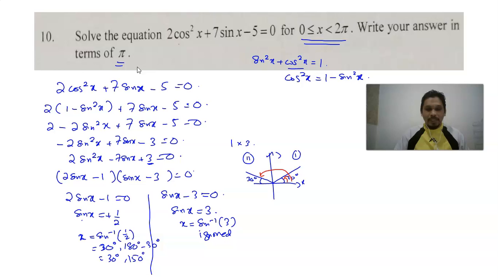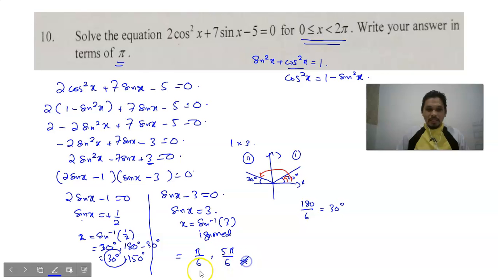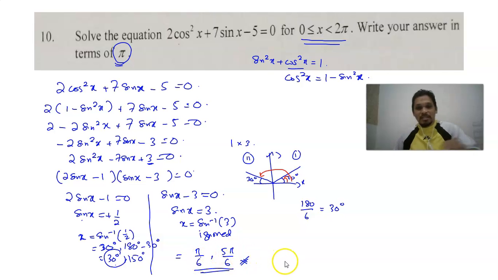In the term of pi, so 30 degree equal to pi over 6. 180 divided by 6 is 30 degree, and 150 is 5 pi divided by 6. So please refer to your question here. When the question wants to answer in the term of pi, make sure that you don't leave your answers in the term of degree, but change it in the term of pi. So pi over 6 and 5 pi divided by 6. Okay, this is the final answer.